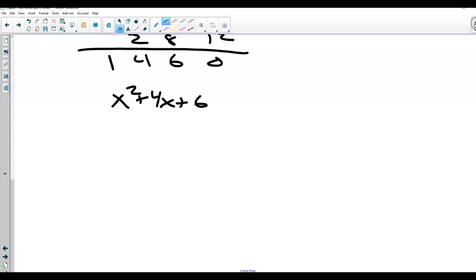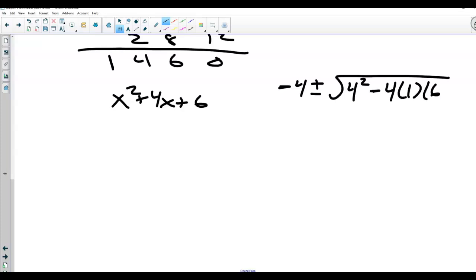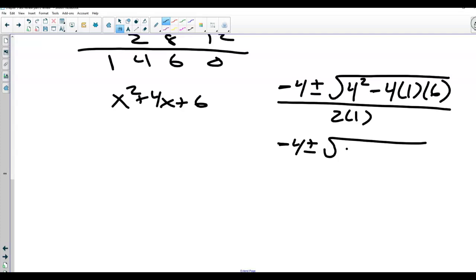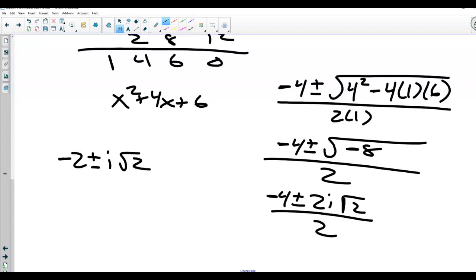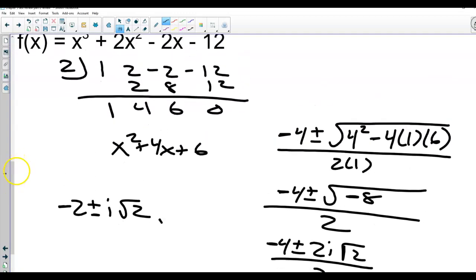So that means it goes to negative 4 plus or minus the square root of 4 squared minus 4 times 1 times 6, over 2 times 1. Negative 4 plus or minus 16 minus 24 is a negative 8. That becomes negative 4 plus or minus 2i root 2 over 2. When I divide the 2 on both terms, negative 2 plus or minus i root 2. And my other answer is 2.